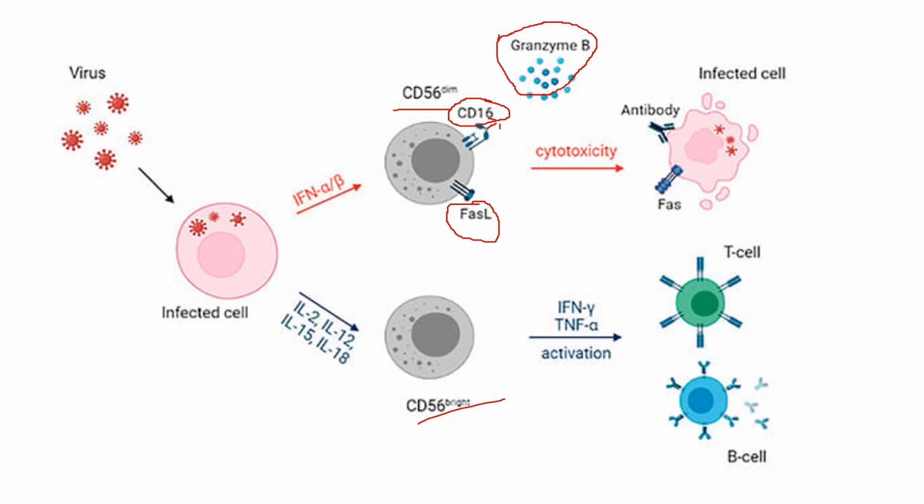NK cells also express CD16, which is involved in antibody dependent cell mediated cytotoxicity. CD16 allows NK cells to recognize and eliminate antibody coated target cells, which also helps in eliminating the target cell.